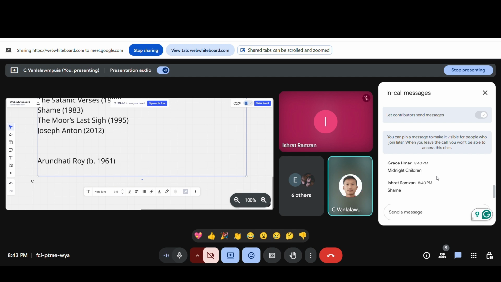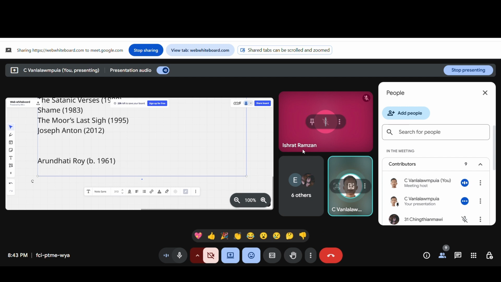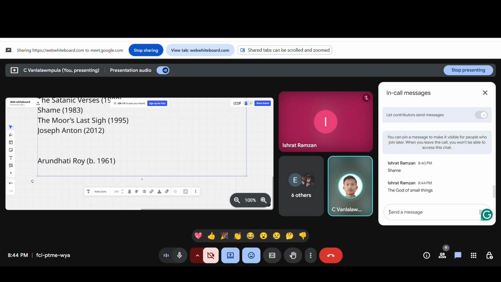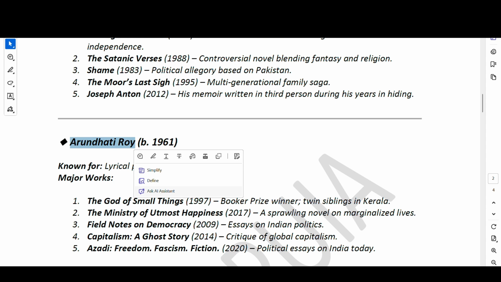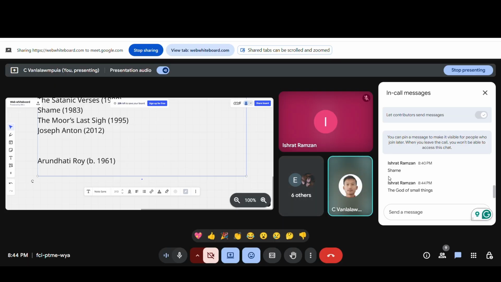I'll wait. I need some interaction, guys. Arundhati Roy. Any works by Arundhati Roy? You have to know this. God of Small Things, good. Another? Another? The Ministry of Utmost Happiness. Have you heard about it? Arundhati Roy has even won the Sahitya Akademi Award. Okay. She's a prolific writer, I would say. Have you heard of The Ministry of Utmost Happiness?